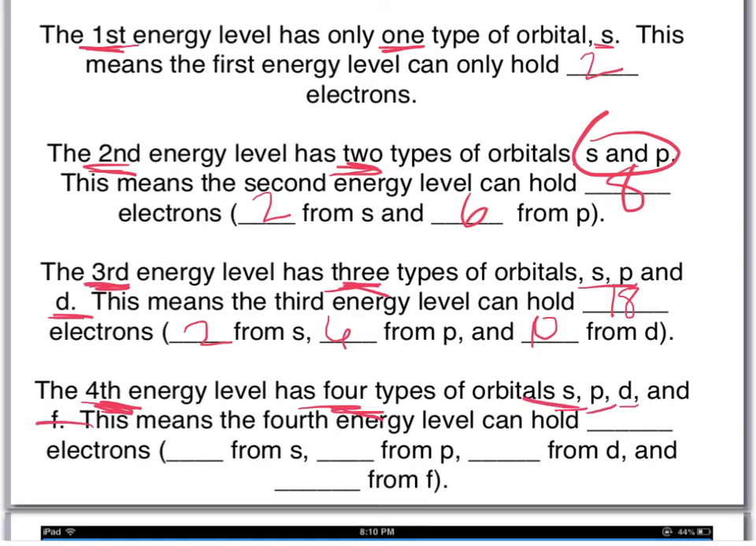The S can hold 2. The P can hold 6. The D can hold 10. And the F can hold 14. So that gives us a total of 8 plus 24, 32 electrons that can be held in the fourth energy level.